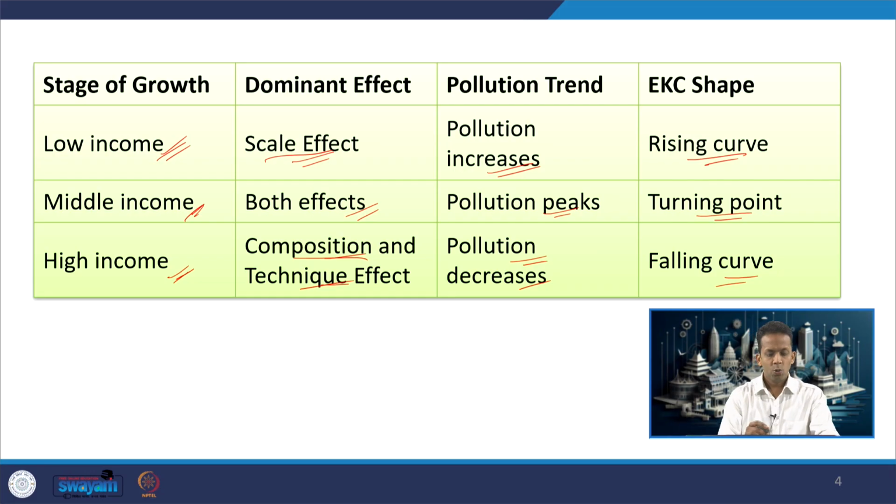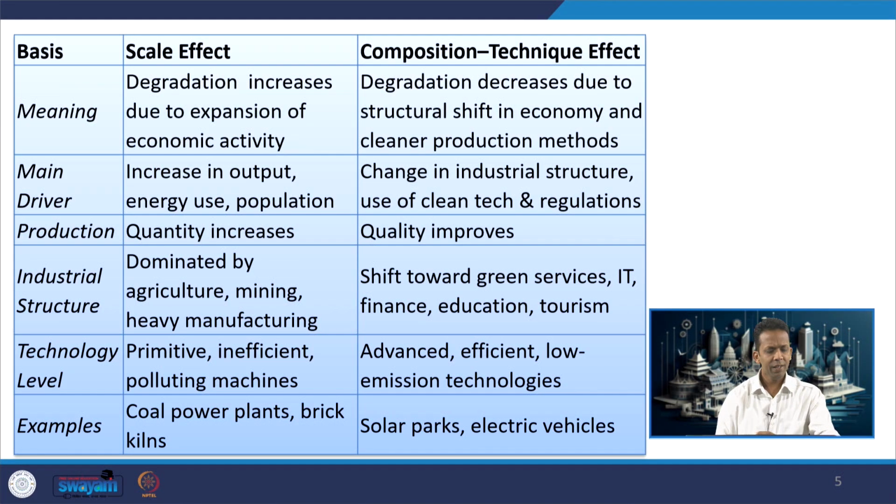So, the two effects that we saw in the curve, scale effect and composition technique effect, what are the differences or the salient features of these two effects? Let us see on different bases. Scale and composition technique. Its meaning: the degradation increases due to expansion of economic activity.